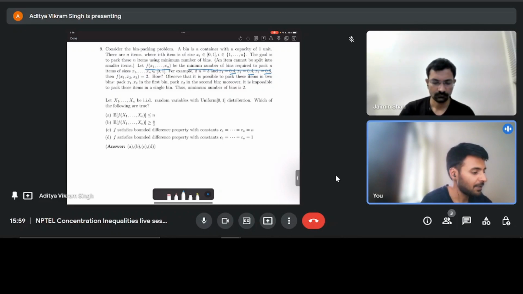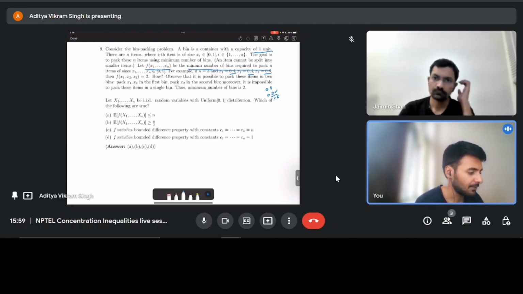Item 1 and 2, once you pack, you have 0.8, and if you add item 3, it would again be 0.8, so totally 1.6, which is not allowed because capacity is 1 unit, and so you need at least 2 boxes. So this is a deterministic version of the problem, which is a very hard problem. But let's see what we can say if the item sizes are stochastic.